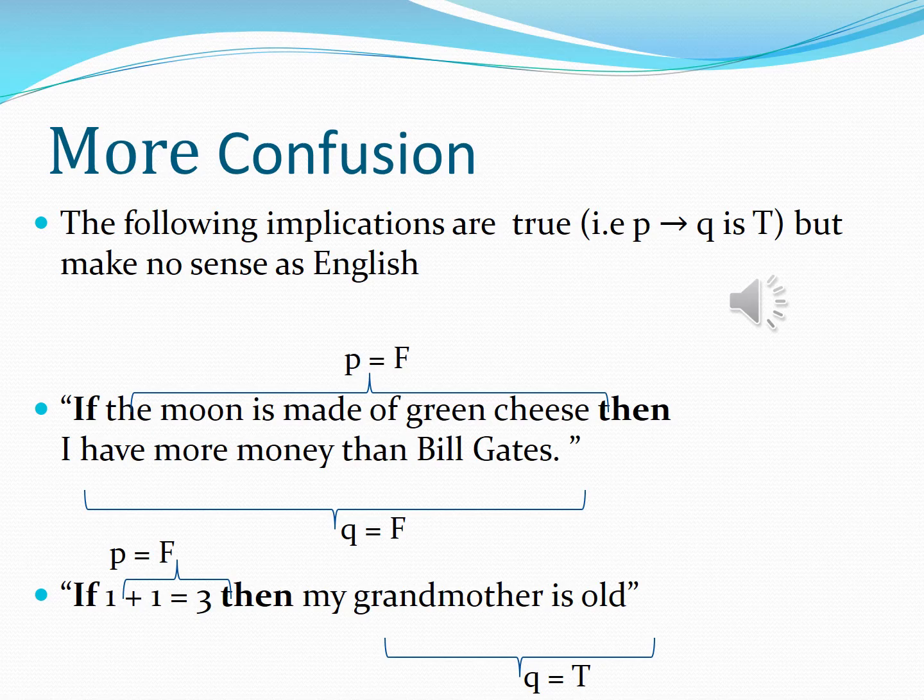Again, if 1 plus 1 equals 3, this is false for sure, then my grandmother is old. For sure, your grandmother must be old because she's a grandmother. So the whole statement here is true too. Why? Because here Q is true, so it's true according to the truth table.